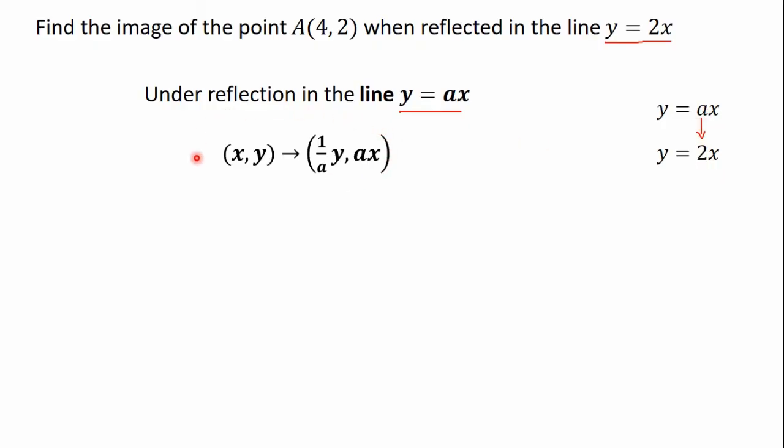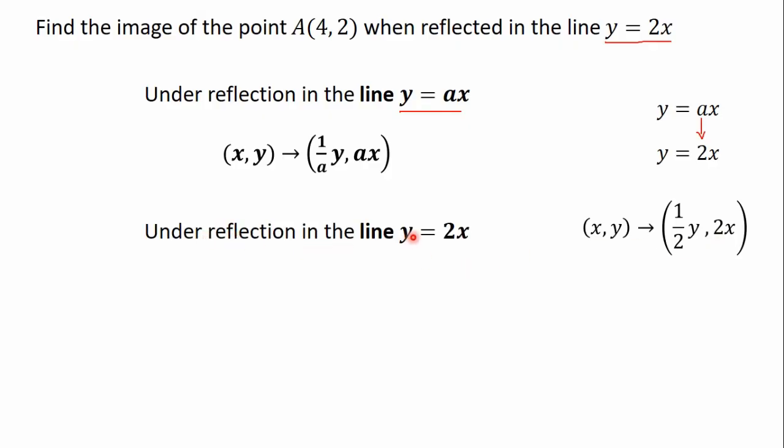So we are going to substitute it into this rule here. When we do that, we will have (x, y) maps to, so we are replacing a with 2, 1 divided by 2y, then here we have ax, so 2x. This means that under reflection in the line y = 2x, the rule of the transformation is (x, y) maps to (1/2y as the x coordinate, then 2x as the y coordinate).